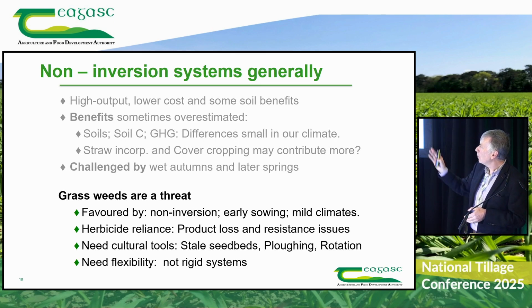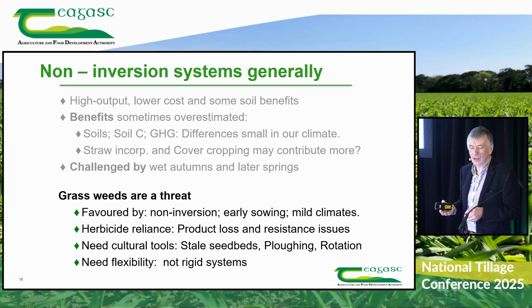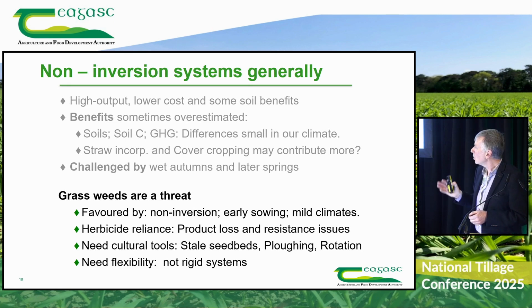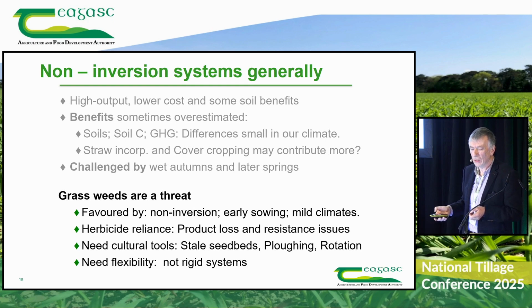Grass weeds are favoured by non-inversion, by early sowing, and by mild climates. And relying on herbicides at the current time, with loss of registration of products and resistance issues, is not going to solve the problem. So we need to have every cultural tool in the toolbox, right? And the tillage systems themselves are part of those. We need to be able to use stale seedbeds. We need to be able to use ploughing as well where it's needed. So that's what I mean by every tool being available. And we need to use crop rotation, and this is a very difficult area that we need to work towards in the future. So we need flexibility within our systems. We don't need really rigid systems, and there isn't probably a justification for those rigid systems anyhow. So we need to be flexible.